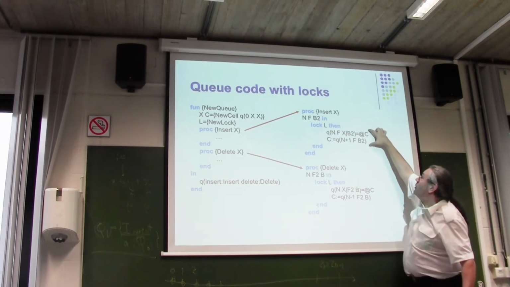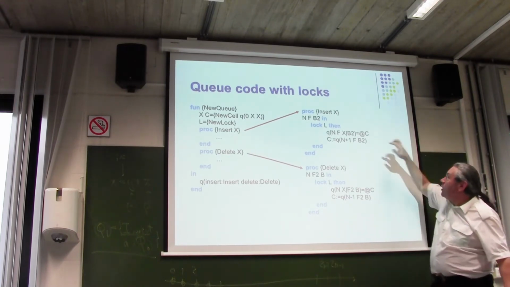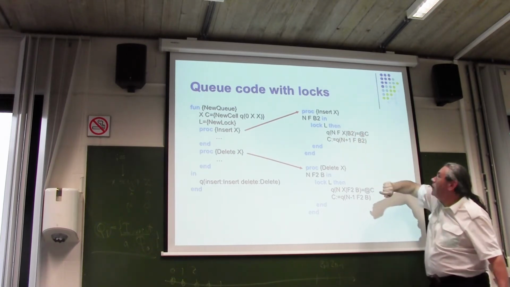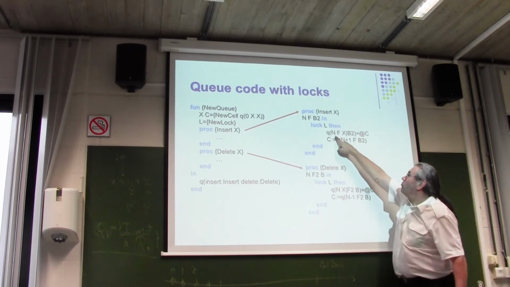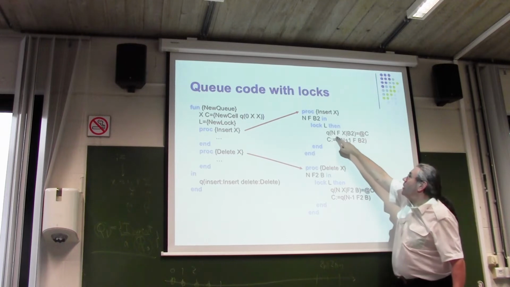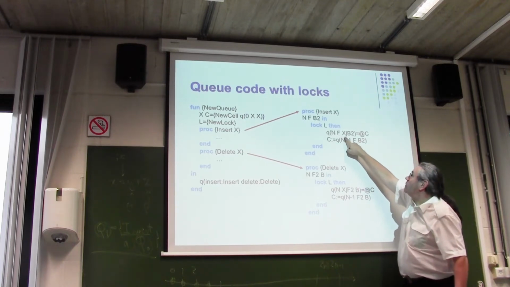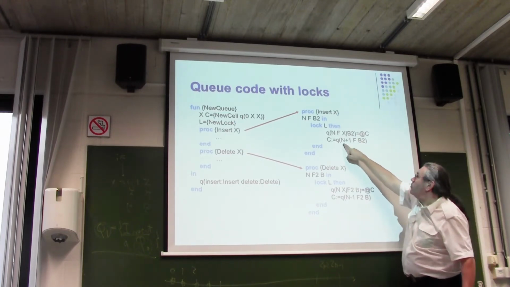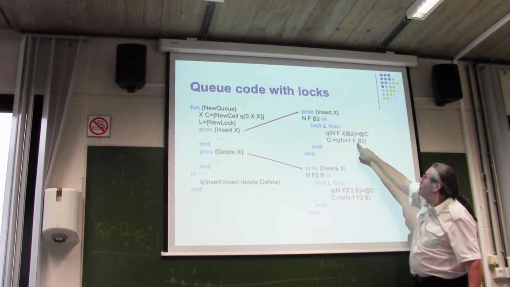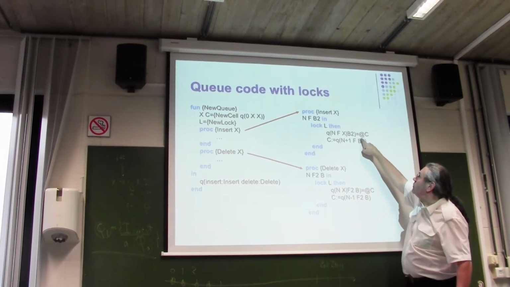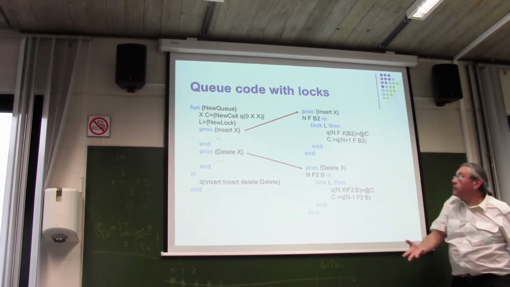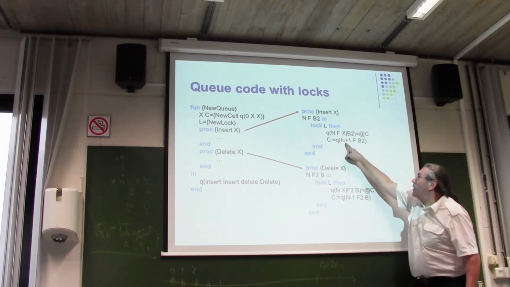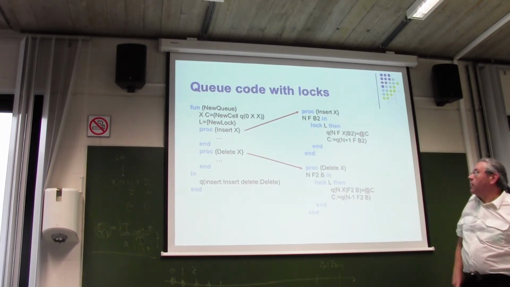So this has to be atomic. The lock will make it atomic, okay? So I will here read the queue. I get N, F, and X, B. I bind X and B2 to the tail, and the new queue will be the difference list F, B2. This will be the queue with the X added into it. And the number of elements is X plus N plus 1, okay?